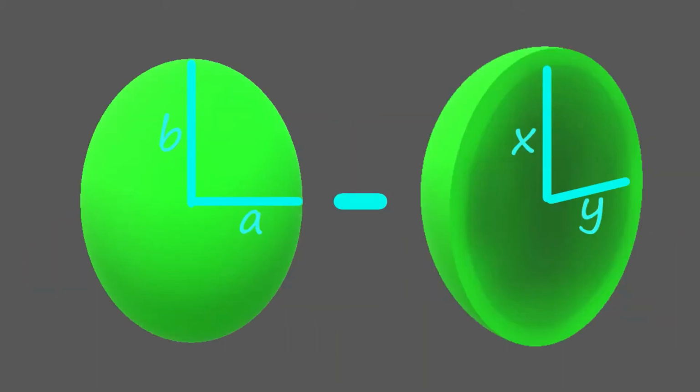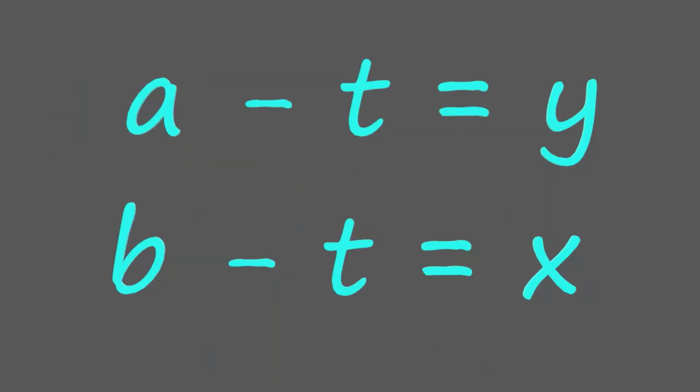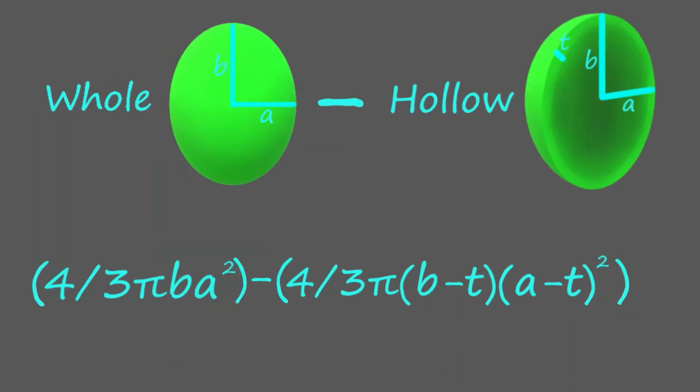To find the amount of chocolate, we can do the volume of the entire ellipsoid minus the volume of the hollow part. And instead of having to find x and y, we can still use b and a, and we just minus the thickness. If thickness is t, then a minus t equals y and b minus t equals x. So the volume of the whole ellipsoid would be 4/3 pi b a squared, and the hollow part would be 4/3 pi times (b minus t) times (a minus t) squared. We need to do the whole minus the hollow, so it will be 4/3 pi b a squared minus 4/3 pi times (b minus t) times (a minus t) squared to get the amount of chocolate.